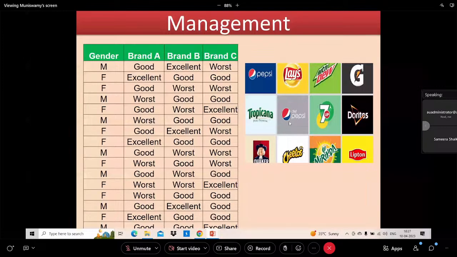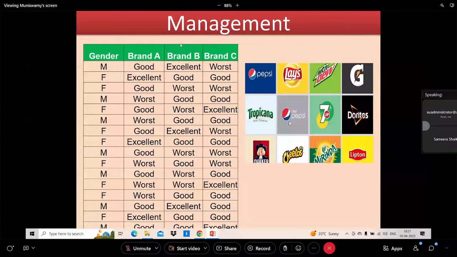For example, in management, people are using gender as a variable, and brand A, B, C. Even though we are analyzing the data, generally which brand people may select, A, B, C, and also generalize which brand the people may select. This is one kind of data set.